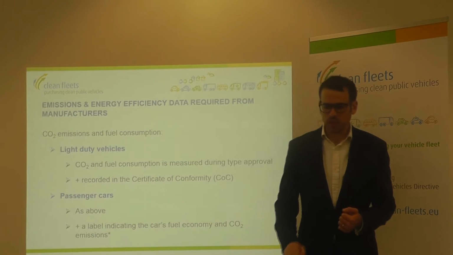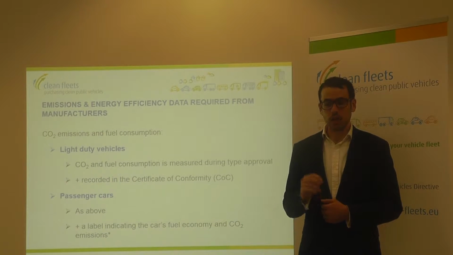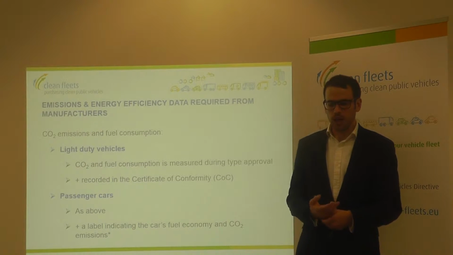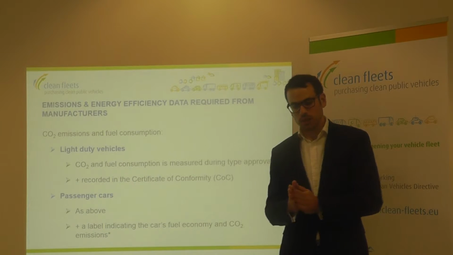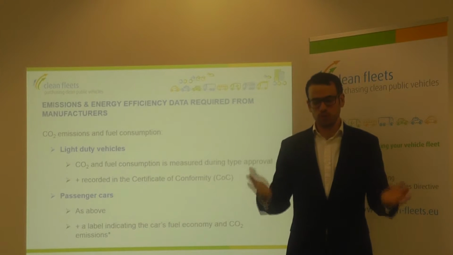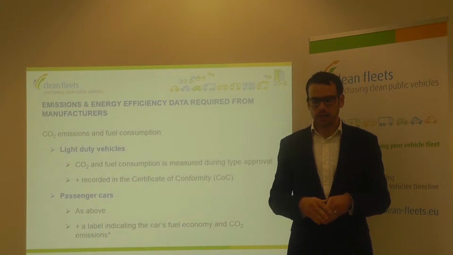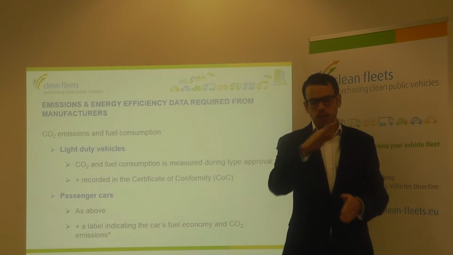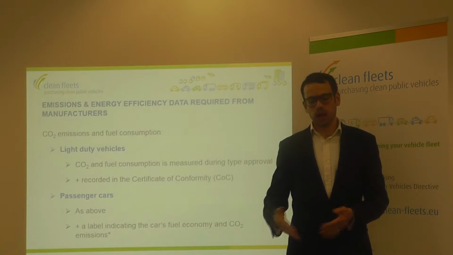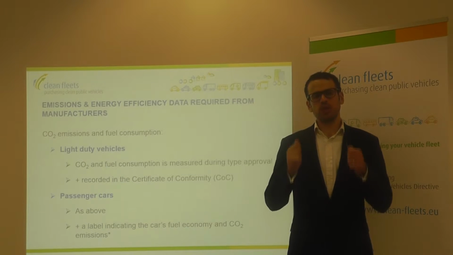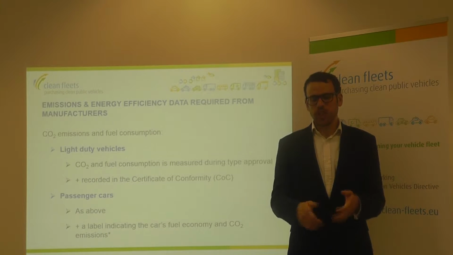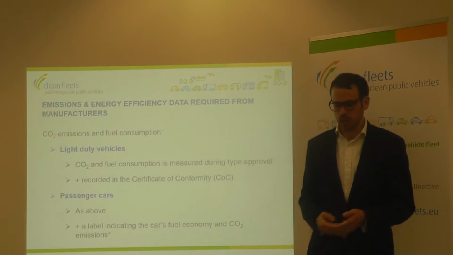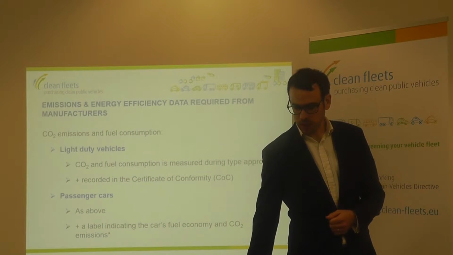Now, the emissions and energy efficiency data required by manufacturers to get their certificate of conformity. For light duty vehicles, CO2 and fuel consumption is measured during a type approval test. This is normally done on a rolling road during a predetermined cycle. With passenger cars it's the same, however there's also a label which indicates the fuel economy and the CO2, which anyone can access when they're looking at purchasing or procuring a vehicle.